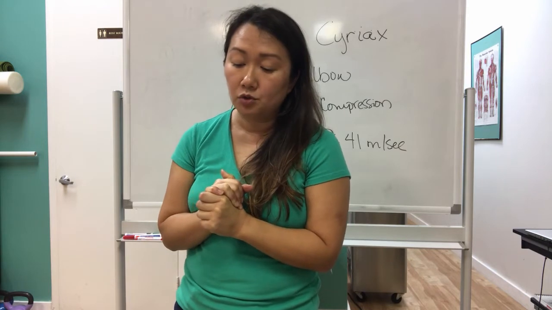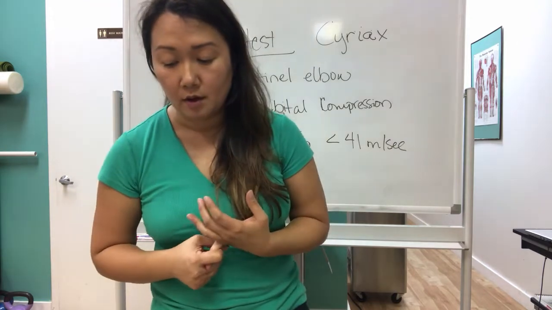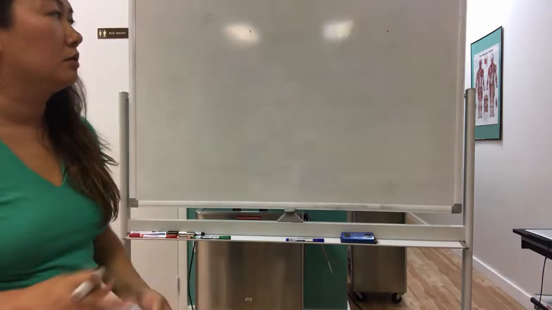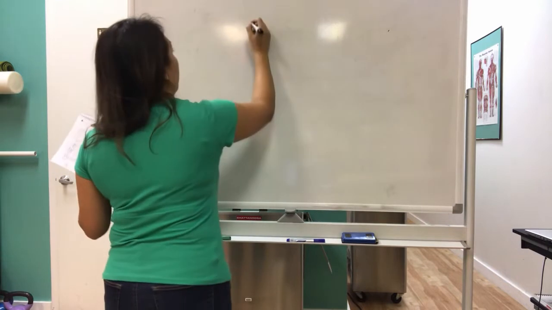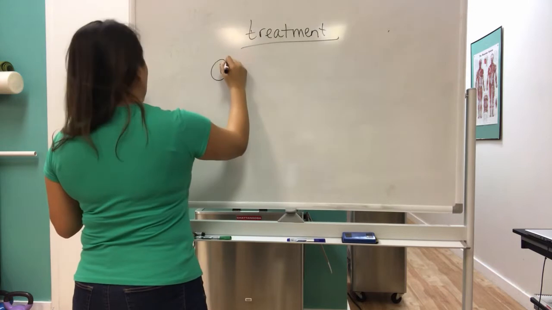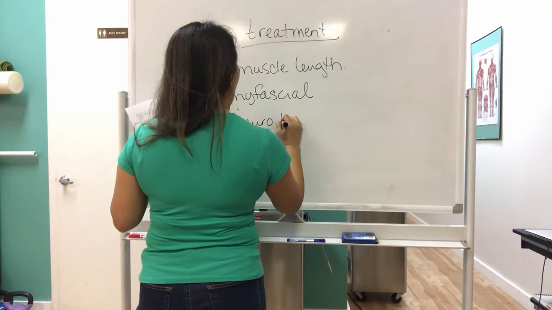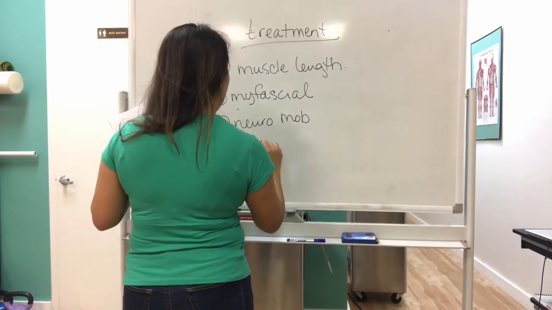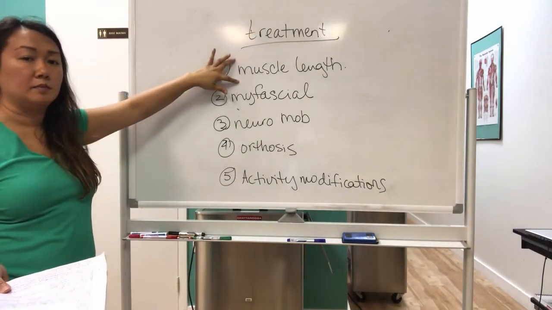So when it comes to treatments, you're looking at muscle length, myofascial. Most of the time, people with ulnar nerve problems don't necessarily have joint issues, but they may have muscle length issues. So here you're going to be looking at muscle length. You're looking at myofascial. You can do neuromobilizations, right? You can do orthosis, and then you can do activity modifications. So it'll work out any muscle length types of issues.